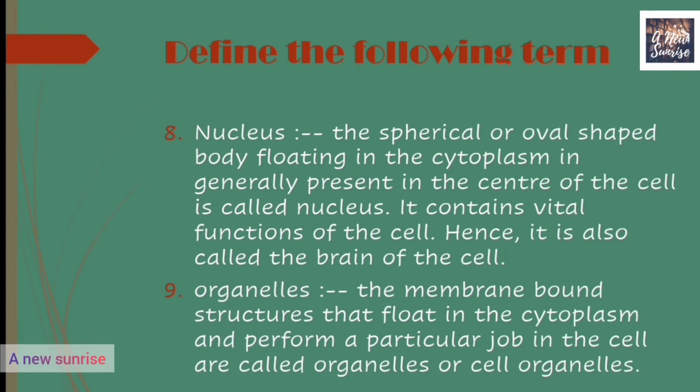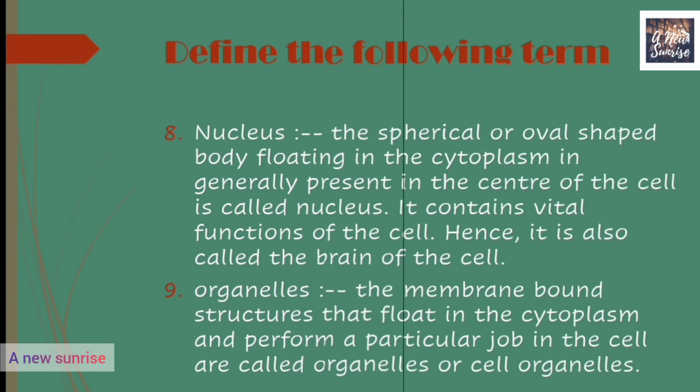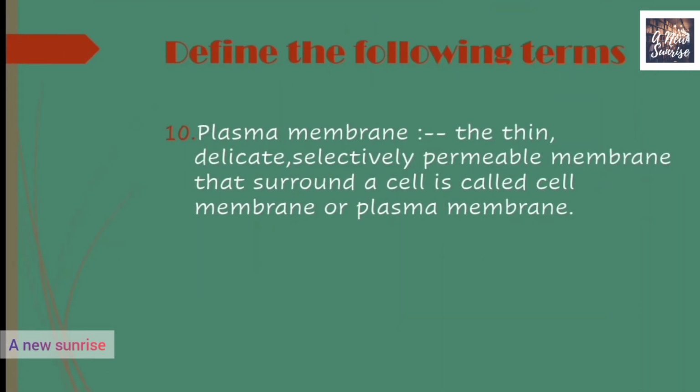Now let us go towards our 10th and the last term that we have to define, and that is the plasma membrane. The thin, delicate, selectively permeable, living membrane that surrounds a cell is called cell membrane or plasma membrane. So this is the definition of plasma membrane. Plasma membrane is also known as cell membrane.